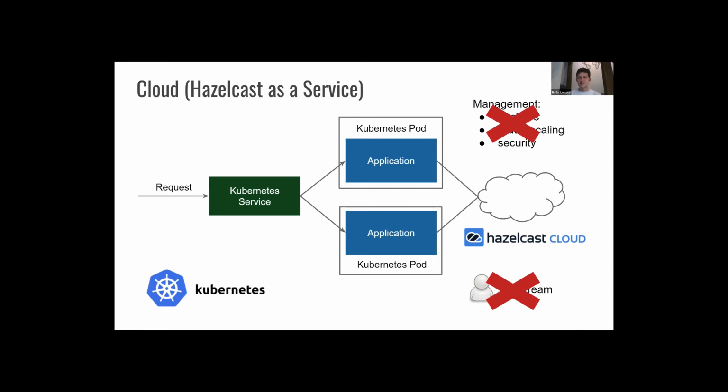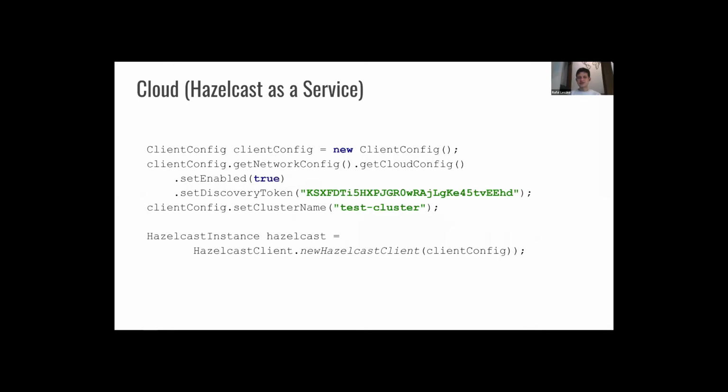So we will create a cluster in Hazelcast Cloud, and then we will connect with the client. This is how our client configuration will look like. We specify, okay, use cloud config and use the discovery token. The discovery token, you take it from the web console or from the Hazelcast Cloud CLI. Set up the cluster name, that's it. The Hazelcast client will find its way to the server part. So let me show you how it looks like in practice.